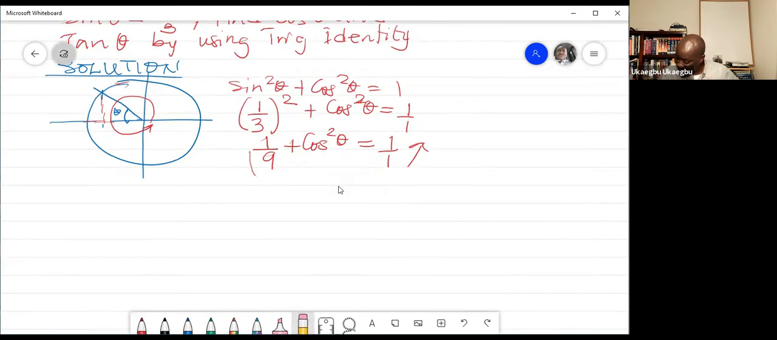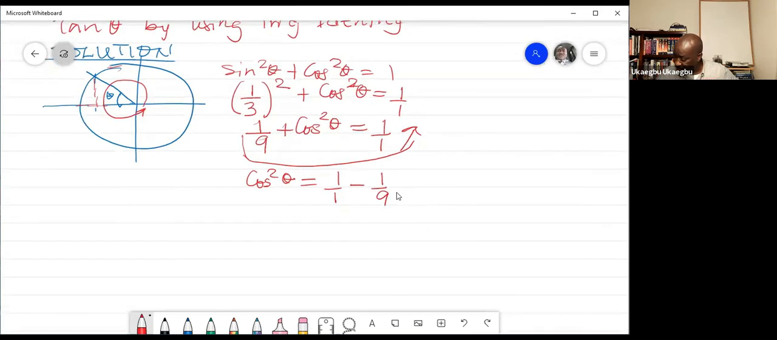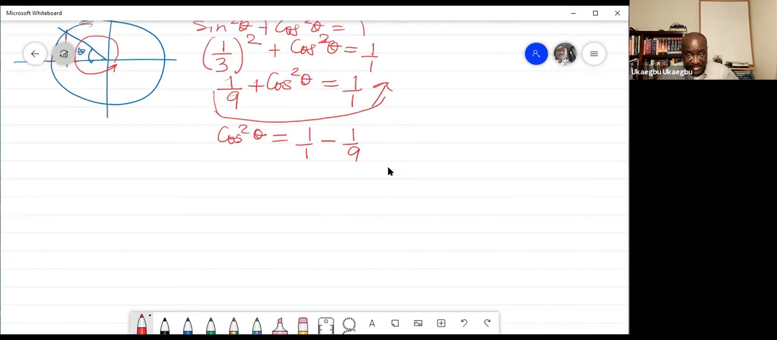It becomes negative. All right. So you have that cos squared theta is equal to 1 minus 1/9. Once again, you have 30 seconds to simplify the right side and post your answer on the chat box.